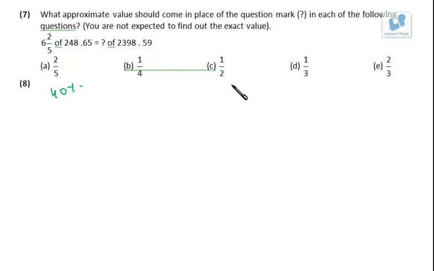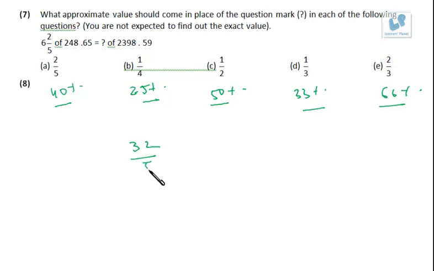And how do we know that? So it's 40%, it's 25%, it is 50%, it is 33 point something percent, it is 66%. So you observe that these options are quite far from each other. Okay, so you can approximate this calculation. Now 6 and 2 by 5, that is 6 fives are 30 plus 2, it's 32 by 5, into 250. See, if we come to know that options are quite far from each other, it will be easy for us to approximate the calculation, right?